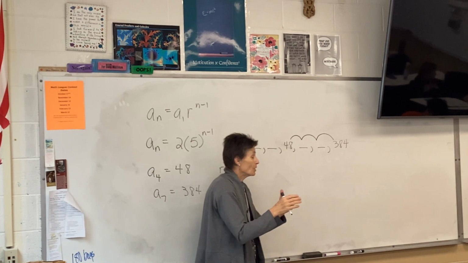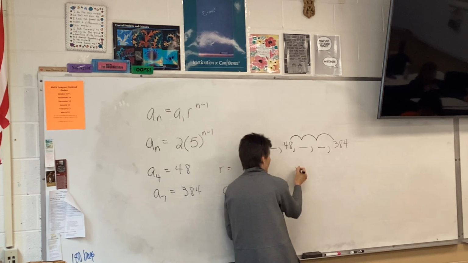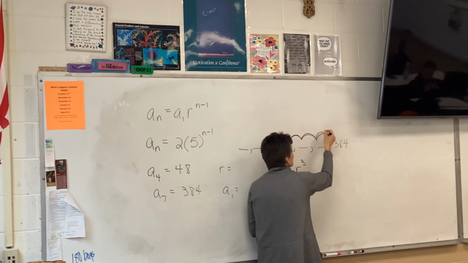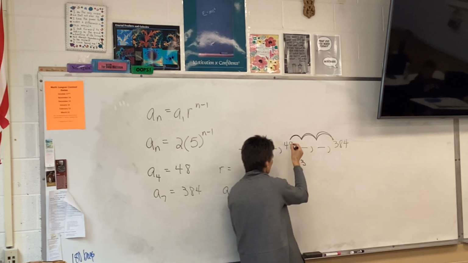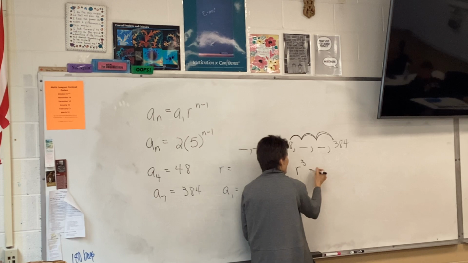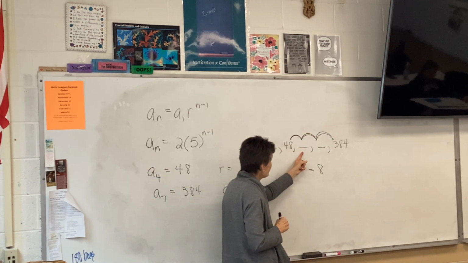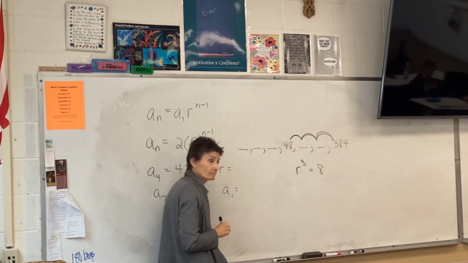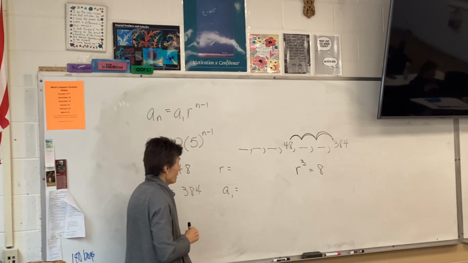Then you divide by 3. Now don't divide by 3. You multiply by 3. No, isn't it the power? So r to the third, so here's times r, times r, times r, has to be 384. But from here to here is only a factor of 8. So r must be 2. So 48 times 2, times another 2, times another 2 should give me 384. Okay?